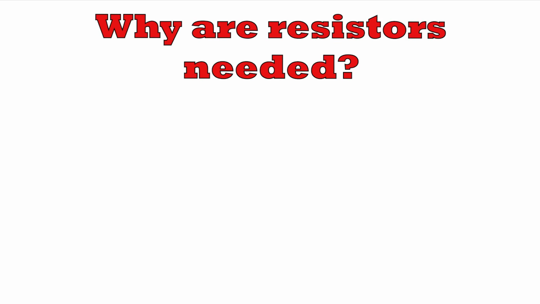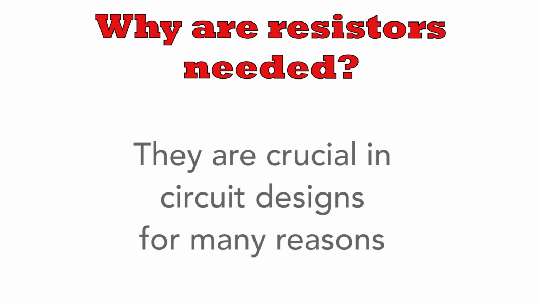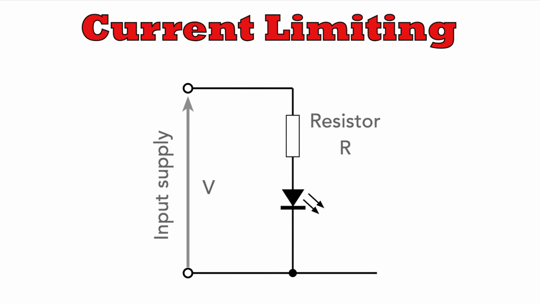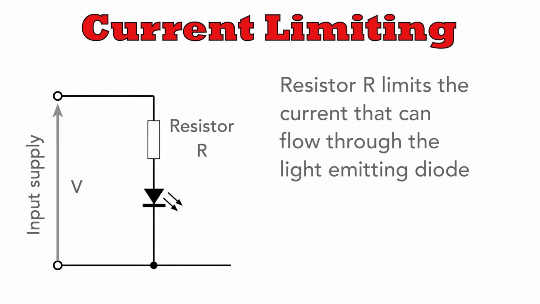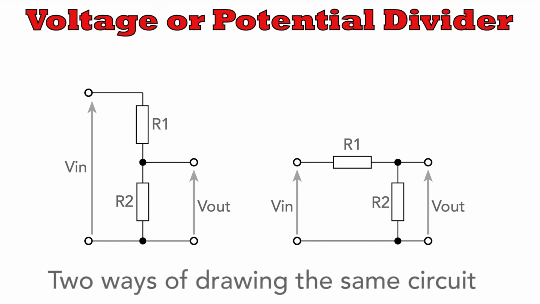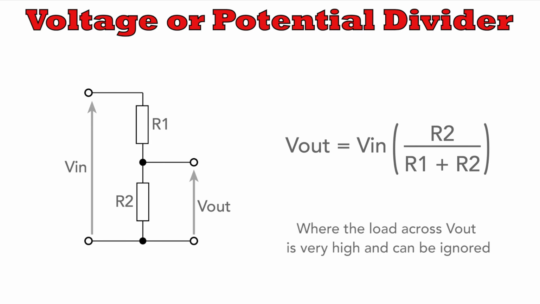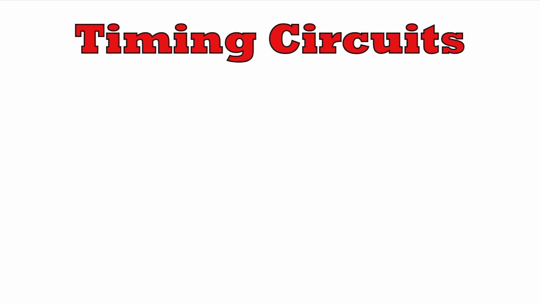But why do we need them? Resistors are crucial for lots of things like limiting current. For example, in protecting LEDs from burning out, they limit the current to get the right amount of current flowing through the LED. They're used in dividing voltage to get specific voltage levels where they're needed, using a circuit called a potential divider. They can be used in setting timing.